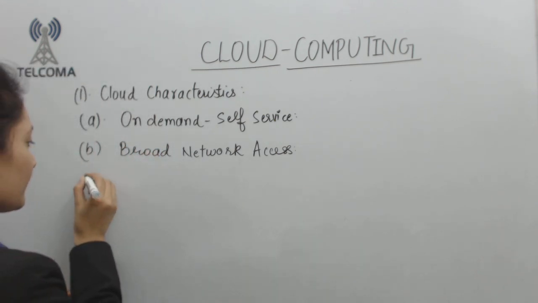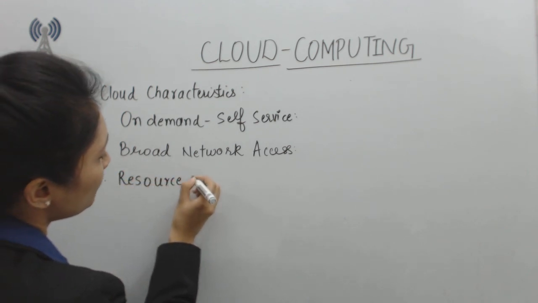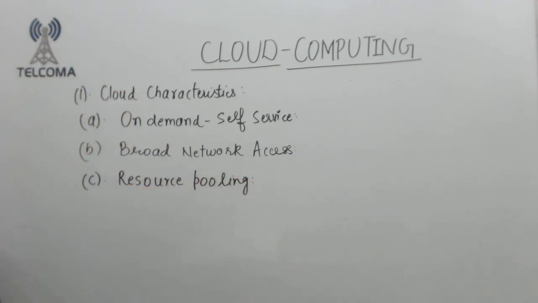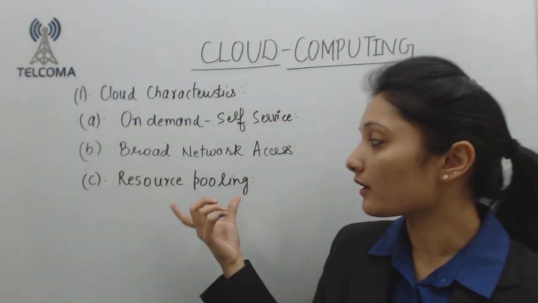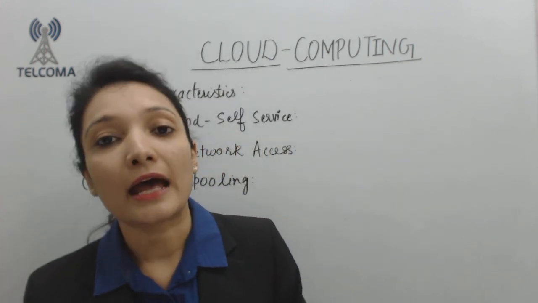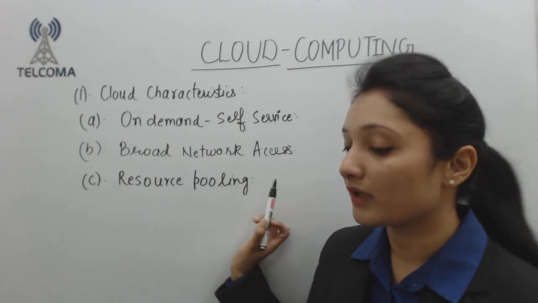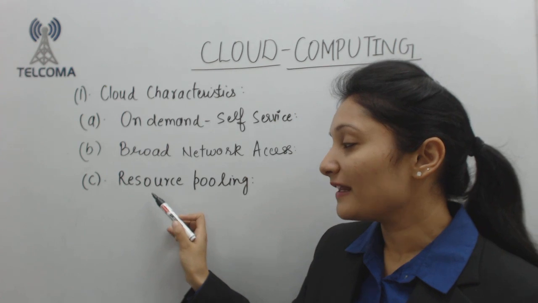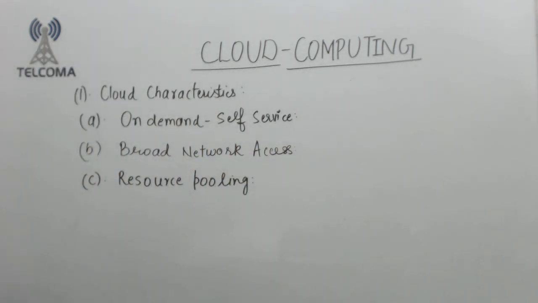Third one is resource pooling. That means the sharing of the resources. Cloud computing allows multiple tenants to share a pool of resources. The resources here basically refer to the hardware and the databases. So the hardware and database can be shared among the various tenants. This allows flexibility in cloud computing systems by providing the resource pooling option.